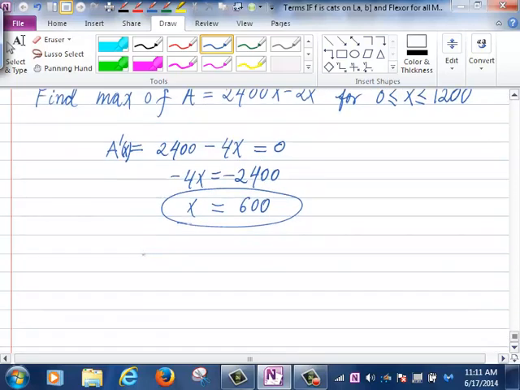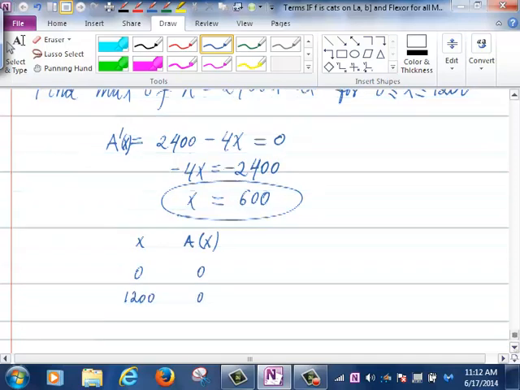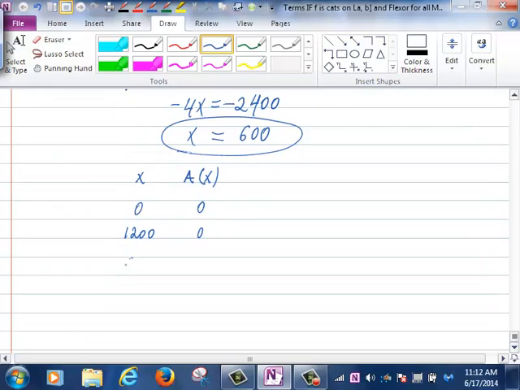So usually you would calculate the area in a table like this. At the endpoints, the area is clearly 0. And when x is 600, area is something which is positive. I don't even have to calculate that, unless the question says find the maximum area. Well, let's calculate that. What's the maximum area?